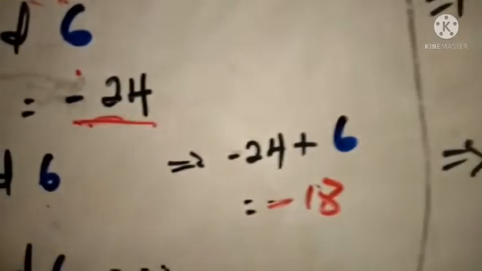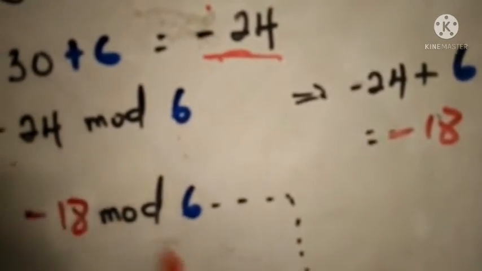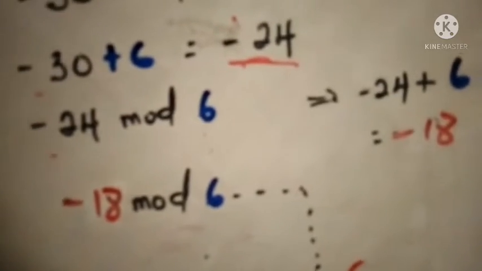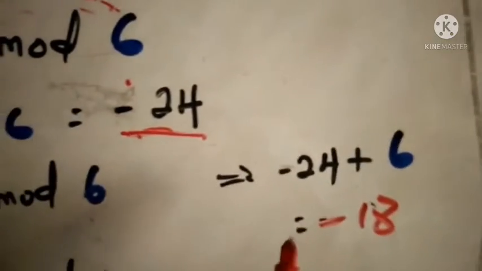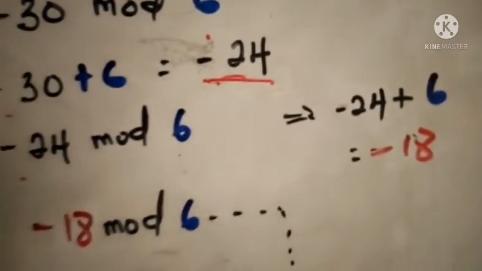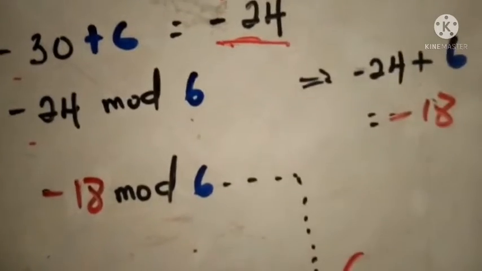So you can see that here, negative 18. We are still in the negative arena, right? So if you have a negative number, you have to keep on adding until you have your first positive number. Is that okay? Make sure that you watch the video.